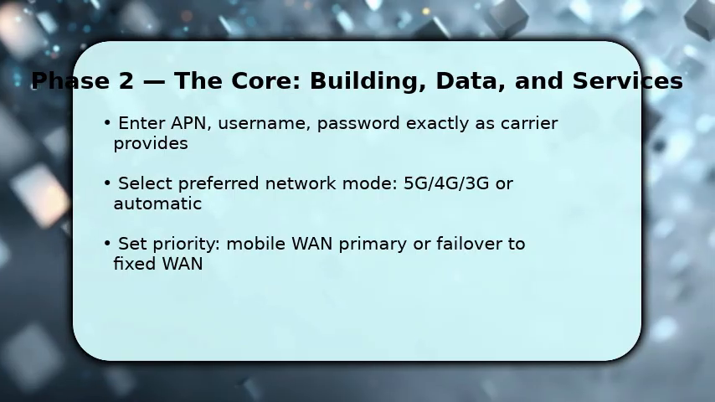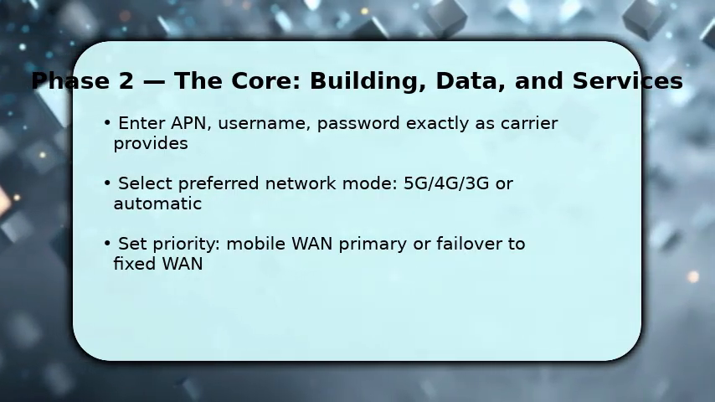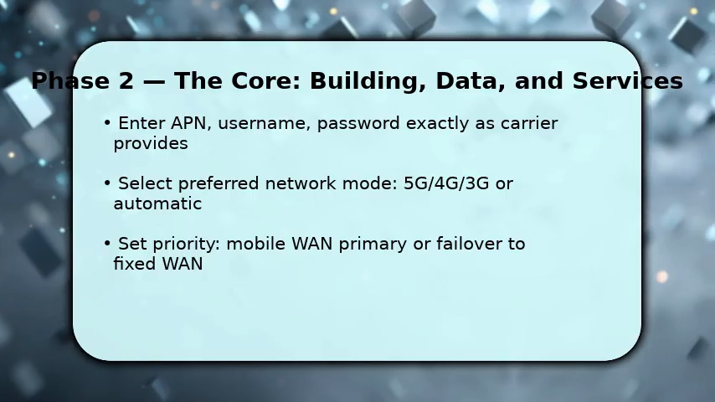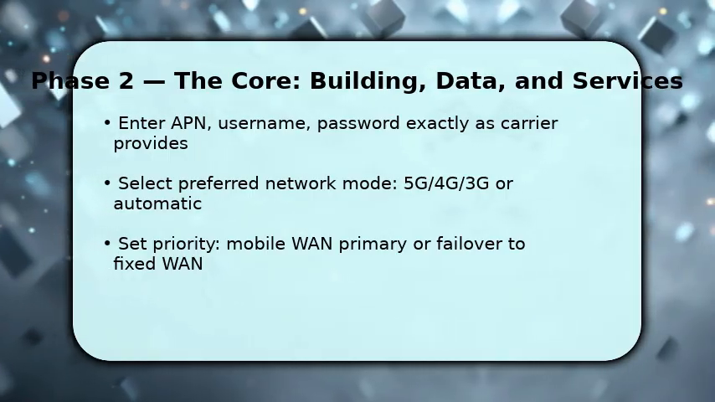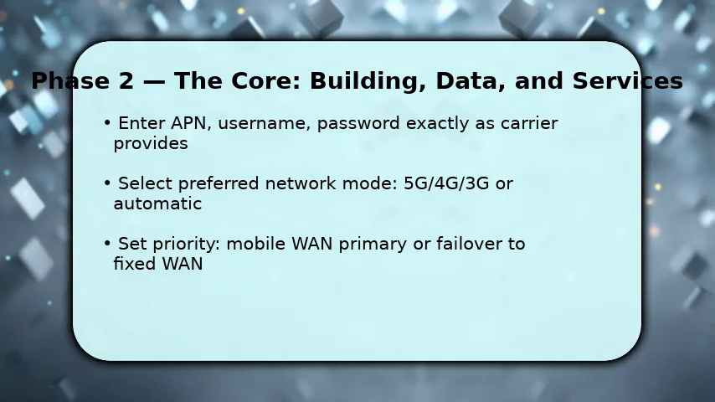Automatic lets the device pick the best available, while manual mode forces 4G or 5G for consistent speed. Also set whether the mobile link is primary or a failover. Doing this determines how traffic routes when a wired connection exists.